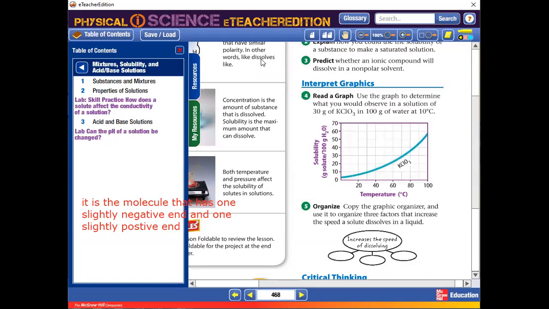Okay, so look with me carefully here, guys. This graph represents the relation between the temperature and the amount of solute. So it represents the amount of solute in grams for each 100 grams of water. In the question, he asks you to use the graph to determine what you observe in a solution of 30 grams at 10 degrees Celsius. What does it mean here? What do you observe?